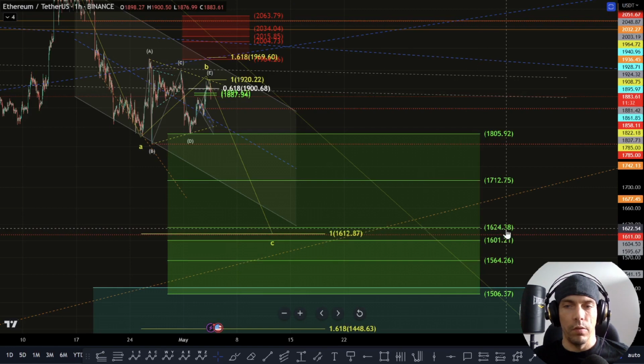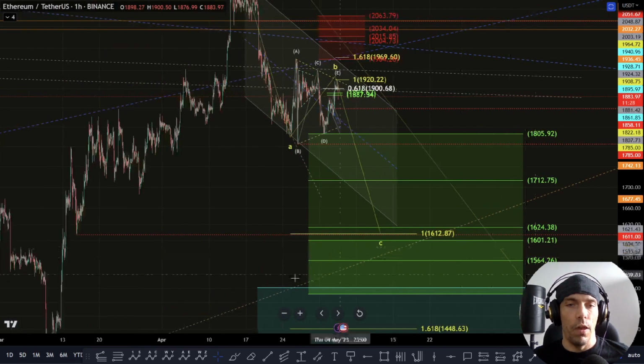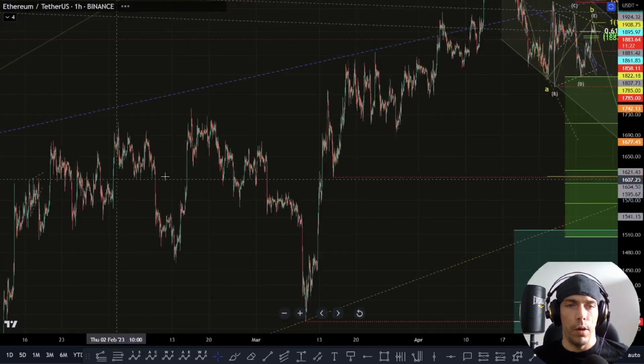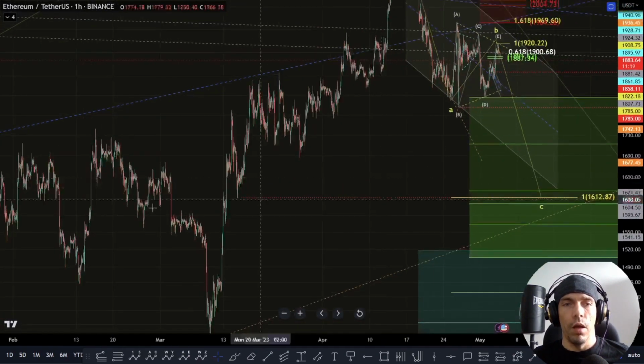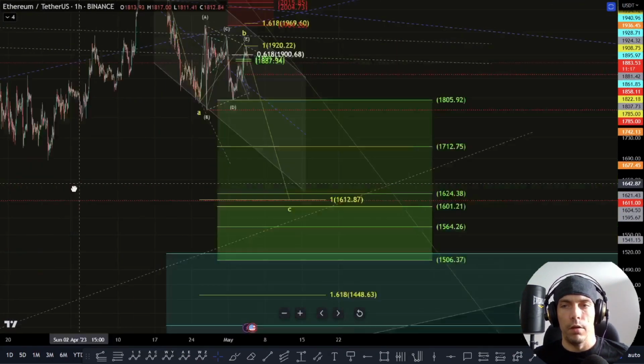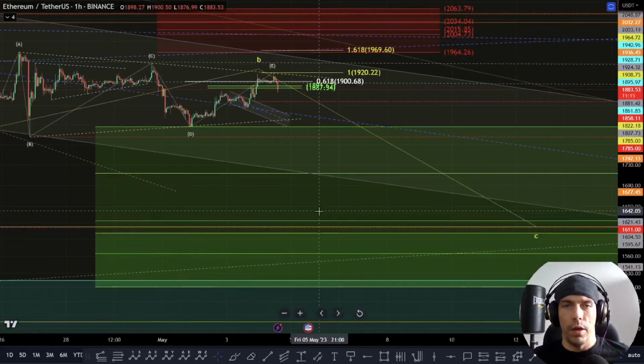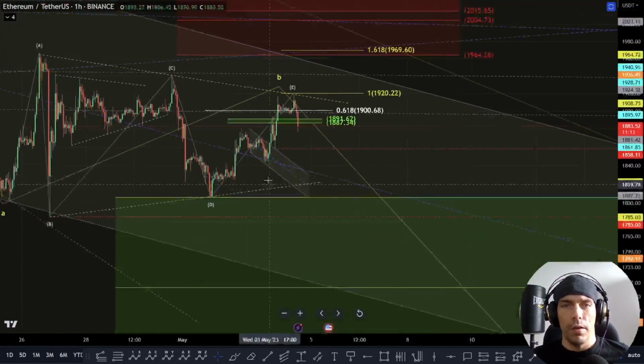It would actually look to bring us into this golden pocket area, which is the 1624 to the 1601. This would also bring us back into this previous swing low here. So this would be an interesting little area if we do actually look to back test this area of support that we had here. So we'll have to keep an eye on it and see if we actually start to break down in a bigger way.